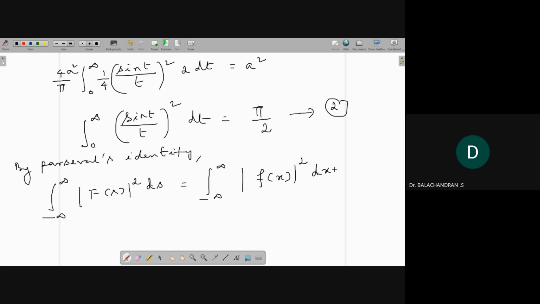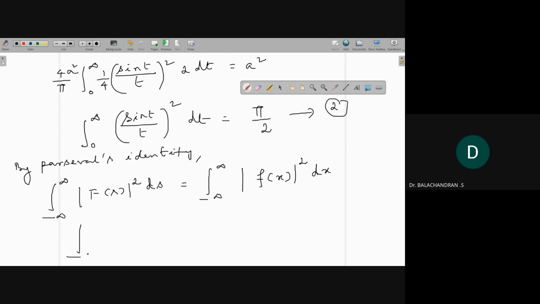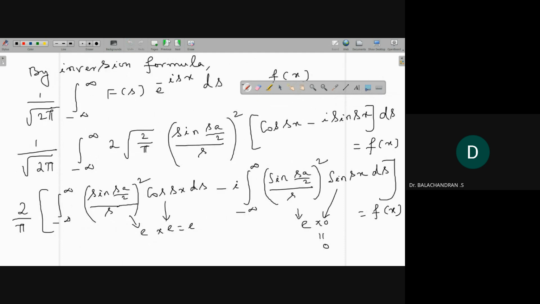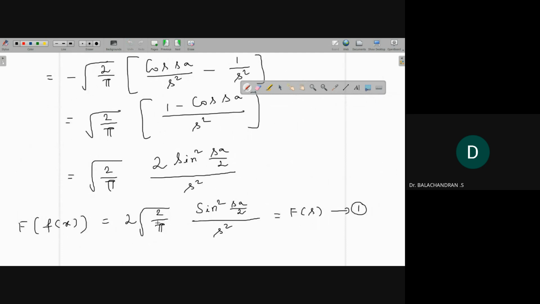Now, which is equal to minus infinity to plus infinity f of s whole square. What is f of s whole square? If I square this one, 2 square is 4. Under the root of a square we get 2. So 4 into 2, 8, 8 by pi.